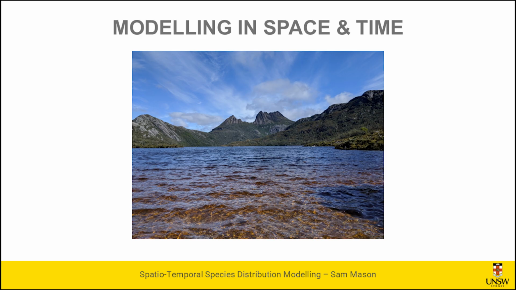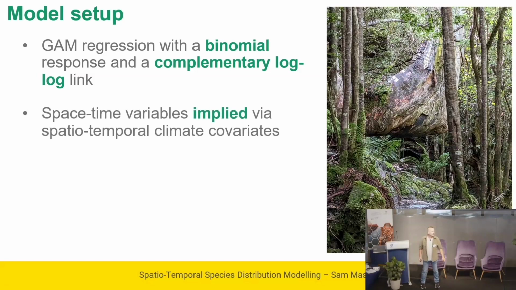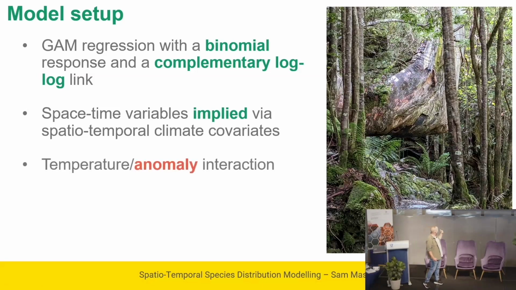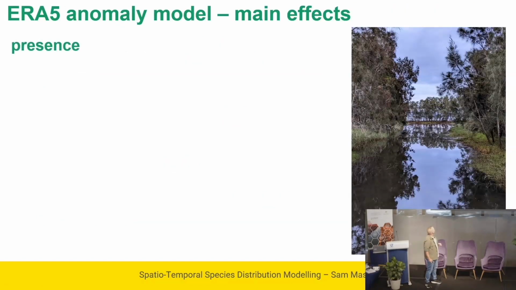All right, almost at the home stretch. Modeling in space and time. What do we got? All right, so we've got a binomial response with a complementary log-log link. We've got our space-time variables implied via the space-time climate covariates, and we've got the anomaly interactions, which is what we're looking for, and non-linear terms in there as well, because we want to try and capture that non-linear species response to any extremes.